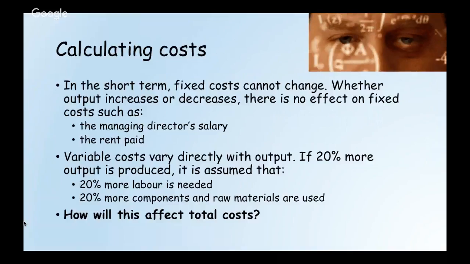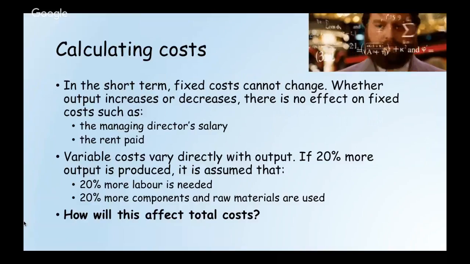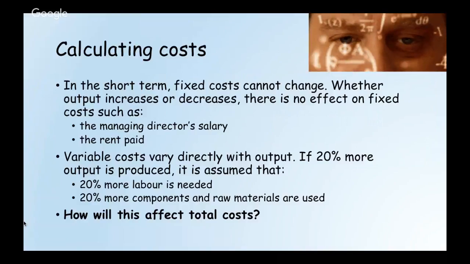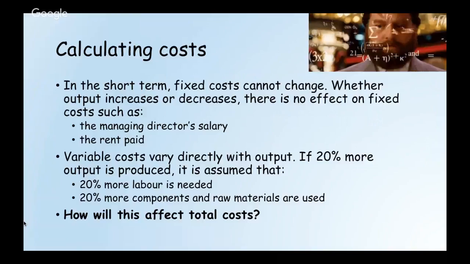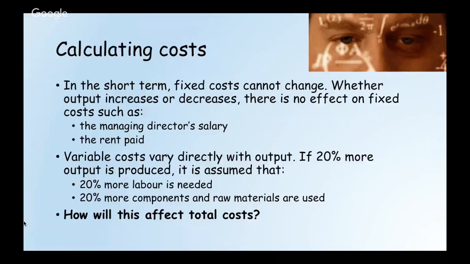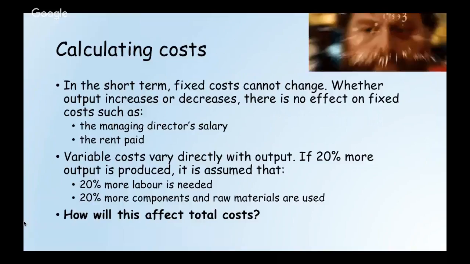Variable costs change with the output. So if 20% more output is produced, then it's assumed that we need 20% more labor, 20% more components, 20% more raw materials. So I want you to think now, how does this actually affect total costs?